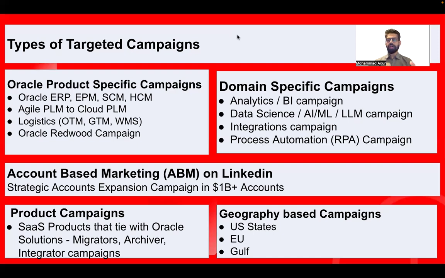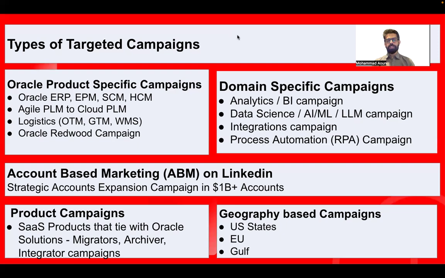And then you could have other domain specific use cases like integrations. These enterprises are using several Oracle applications. In some cases, they're also using Oracle as well as SAP and other custom built bespoke applications. How do you integrate all of those? How do you run campaigns for those? How do you run campaigns for robotic process automation or data science, AI, machine learning, which is a huge area of focus right now in the enterprise space? I'm going to talk about domain specific campaigns at length in separate videos.